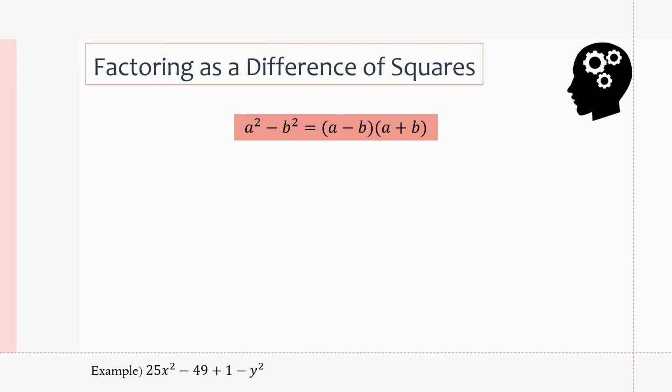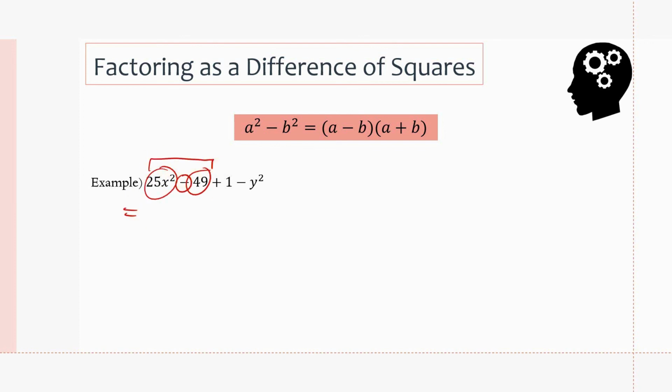Okay, so now let's do the example. 25x squared minus 49 plus 1 minus y squared, right? So these are all perfect squares. So we can go ahead and take these two, for example, right? They're both perfect squares and they have a negative sign between them. So we can use factoring by a difference of squares.